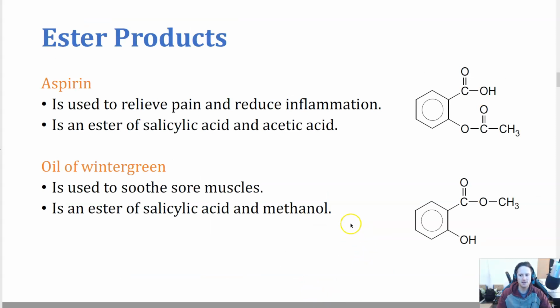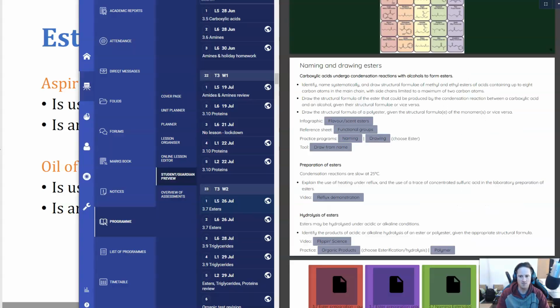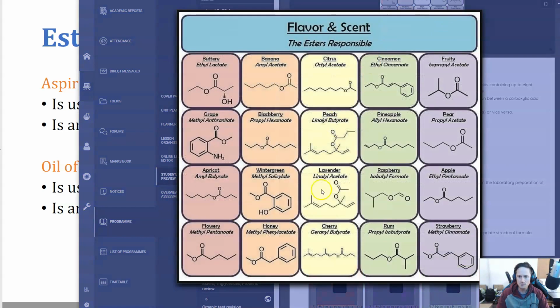So products of esters. Aspirin is the product of an ester. It's used to relieve pain and reduce inflammation, and it's an ester of salicylic acid and acetic acid. Oil of wintergreen is an oil that's used to soothe muscles, and it's an ester of salicylic acid and methanol. I was going to show a few more esters and basically what they do.